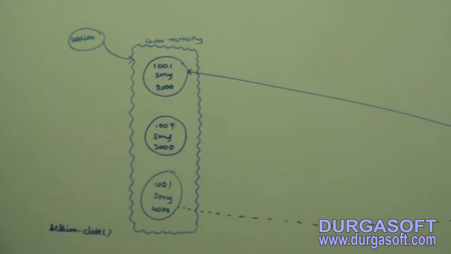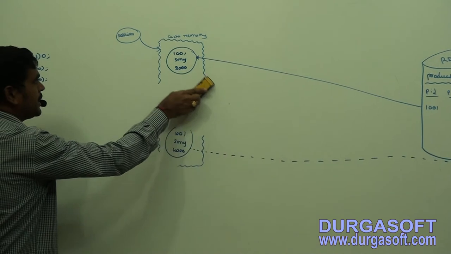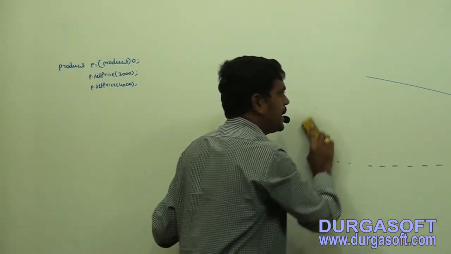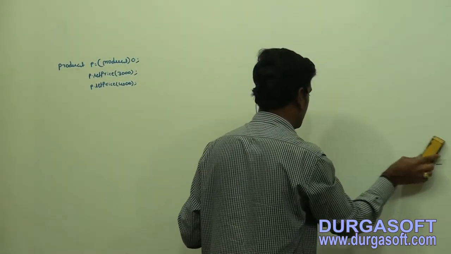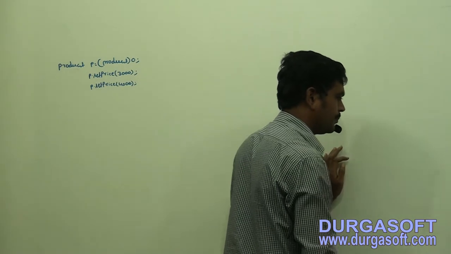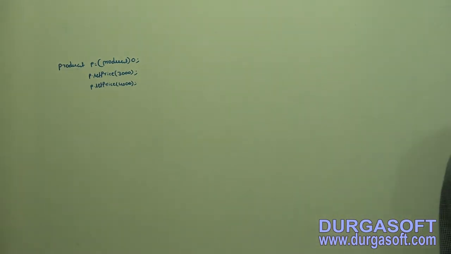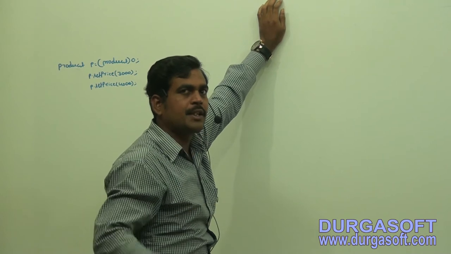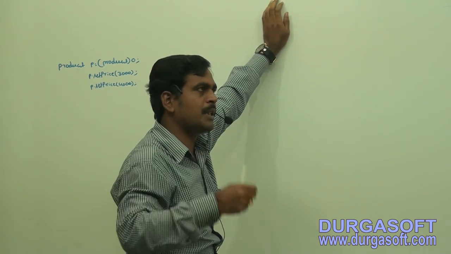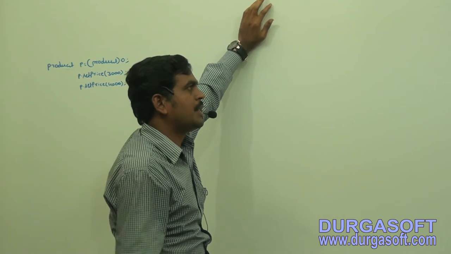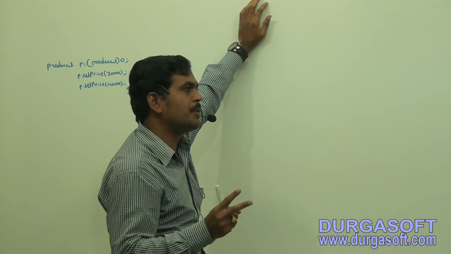Now here, what is the difference between update method and merge method? The update method is related to a particular session object, right? It is not related to two or three session objects.